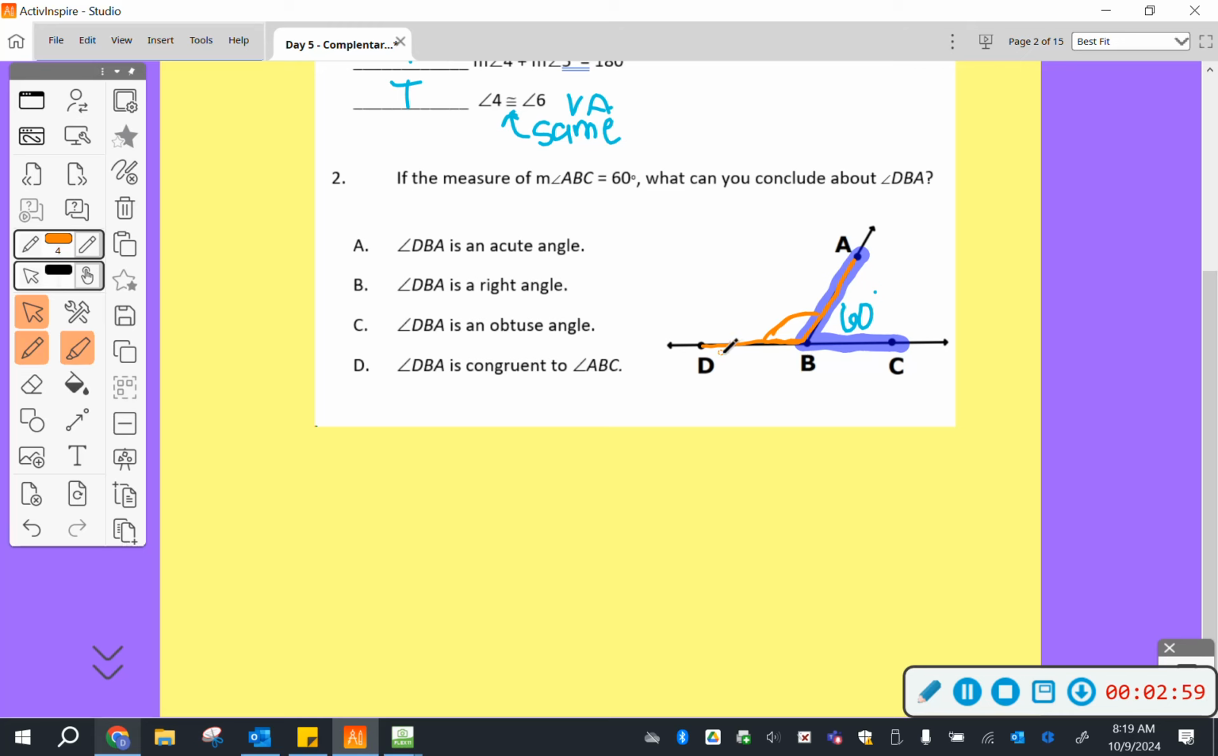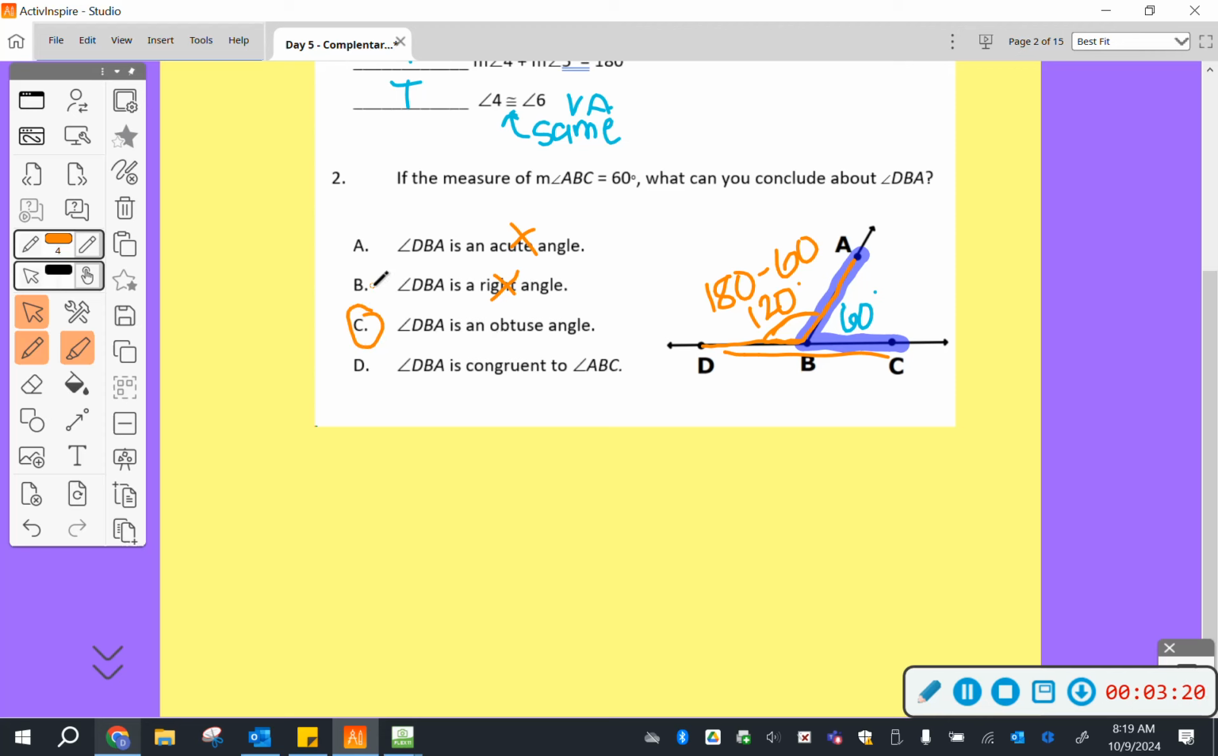Do y'all agree that this is a straight line? So 180 minus 60 is 120 degrees. Is 120 degrees an acute angle? No. Is it a right angle? No. What is a right angle? 90 degrees. Is it obtuse? Yes.